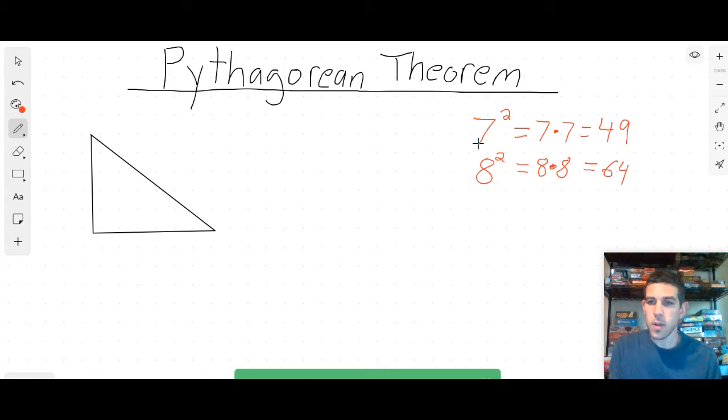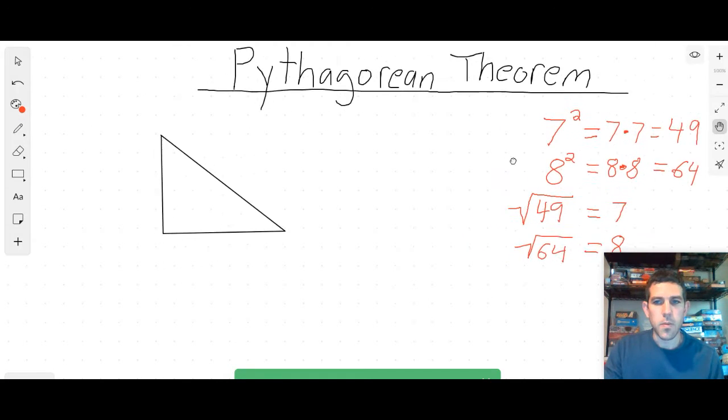Now square rooting is working backwards. So for example, if I take the number 49 and I square root it, the square root symbol looks like this. Well, that's saying, okay, take 49 and figure out what number times itself makes 49. And that answer, of course, would be 7. We know that. And the square root of 64, well, that would be 8. All right, now keeping that in mind, we can use inverse operations to solve the Pythagorean theorem. So let's go ahead and begin. I'll kind of move that off to the side for now.